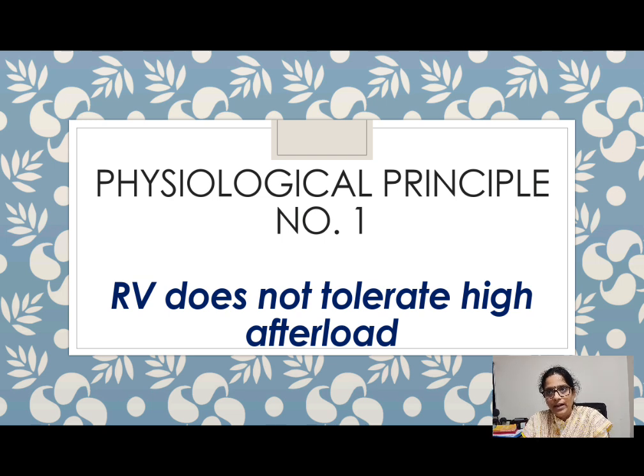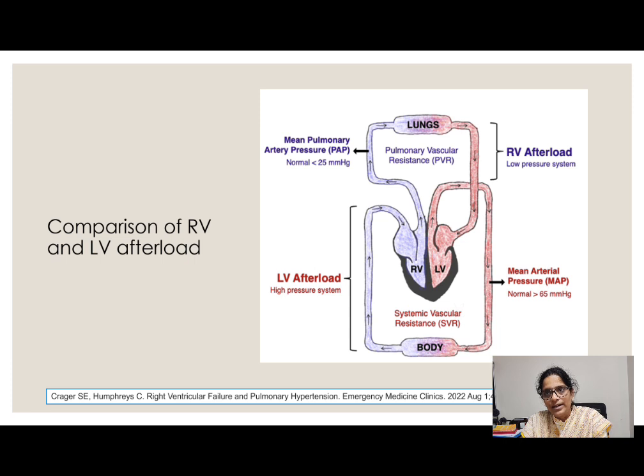So for the LV, the primary afterload determinant is systemic vascular resistance. For the RV, it is the pulmonary vascular resistance. LV is used to a high pressure system. RV is not used to the high pressure system. It is working against a low pressure system. That is the primary difference between the two ventricular afterloads that we are discussing about.